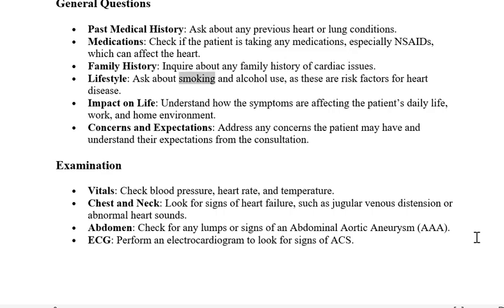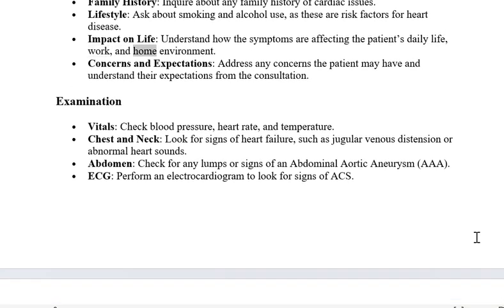Lifestyle. Ask about smoking and alcohol use, as these are risk factors for heart disease. Impact on life. Understand how the symptoms are affecting the patient's daily life, work, and home environment. Concerns and expectations. Address any concerns the patient may have and understand their expectations from the consultation.